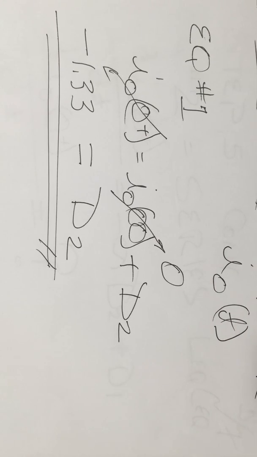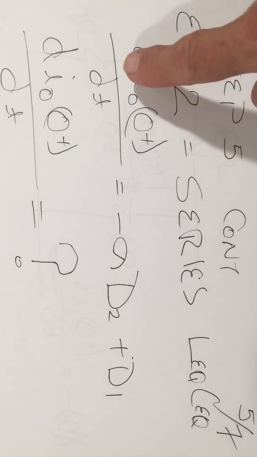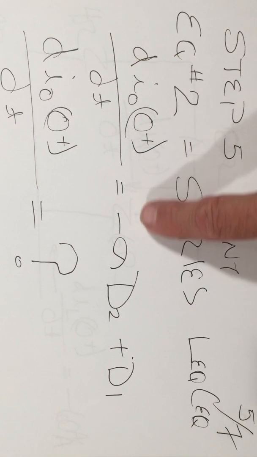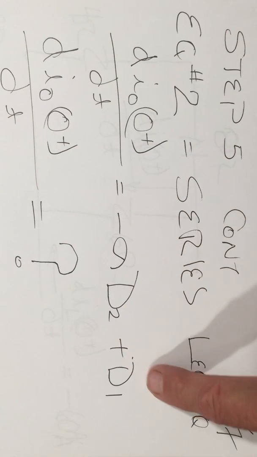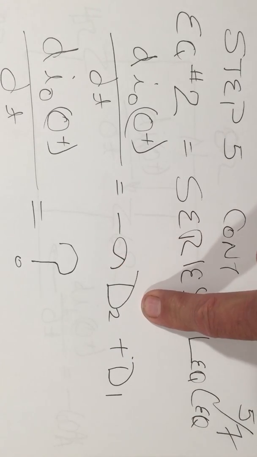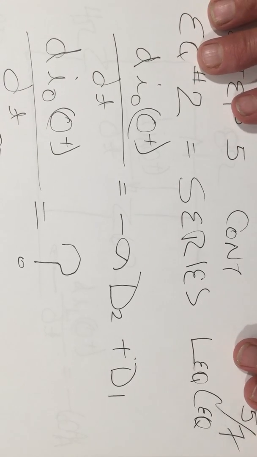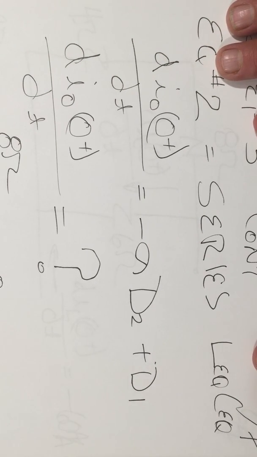Now I need to solve the harder equation, equation 2, where I have to somehow find dIO(0+)/dt. The second equation is dIO(0+)/dt equals minus alpha times D2 plus D1, so I have to solve for D1. I have minus alpha, I have D2, and I've got to find this value. So what is dIO(0+)/dt?